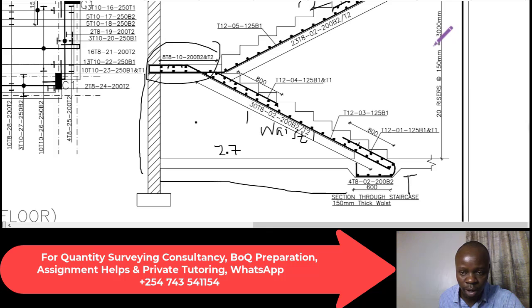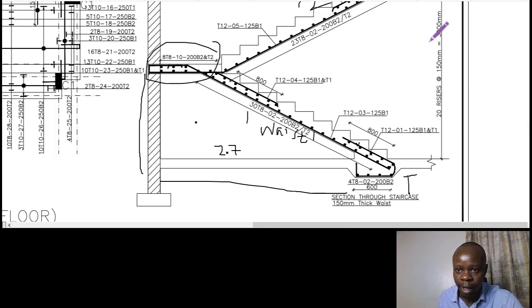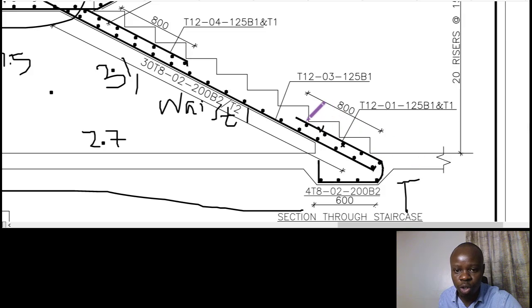That is half of the 3000. The height is 3000, so we used a height of 1.5 meters. Therefore the waist here is the hypotenuse, and by using the Pythagoras theorem, the square root of 1.5 squared plus 2.7 squared gave us 3.1 meters for the waist. We can confirm that as well. So the 3.1 meters for the waist should help us to also find this length.